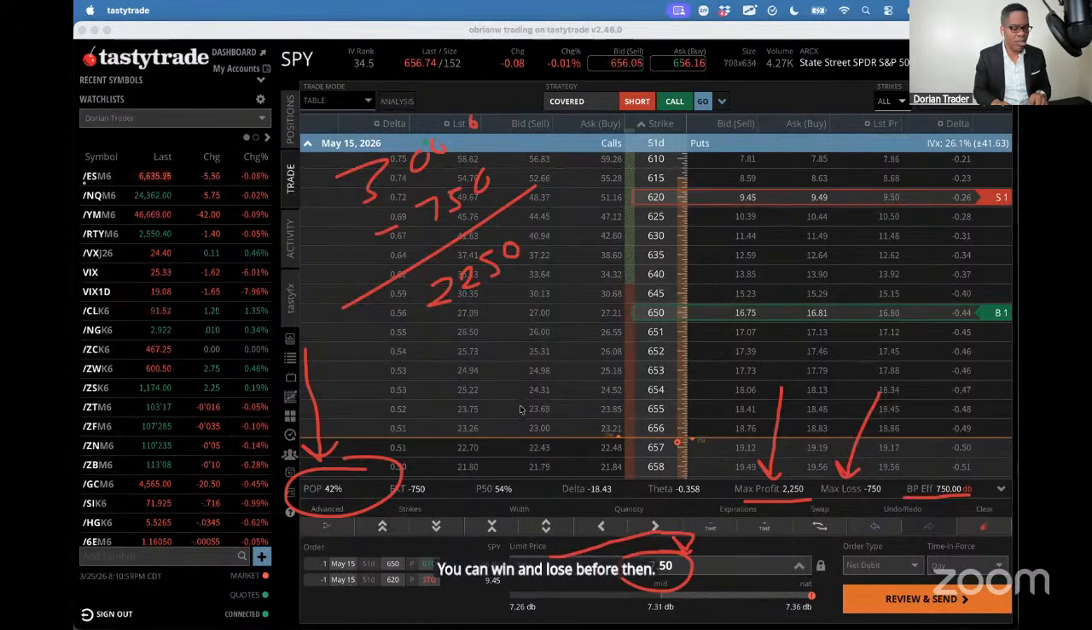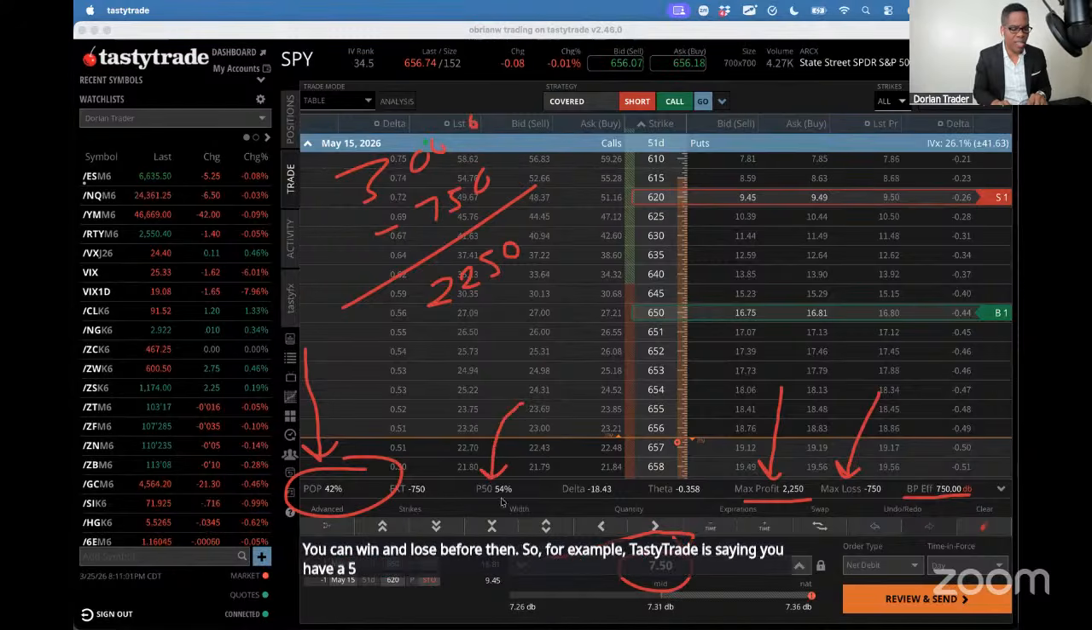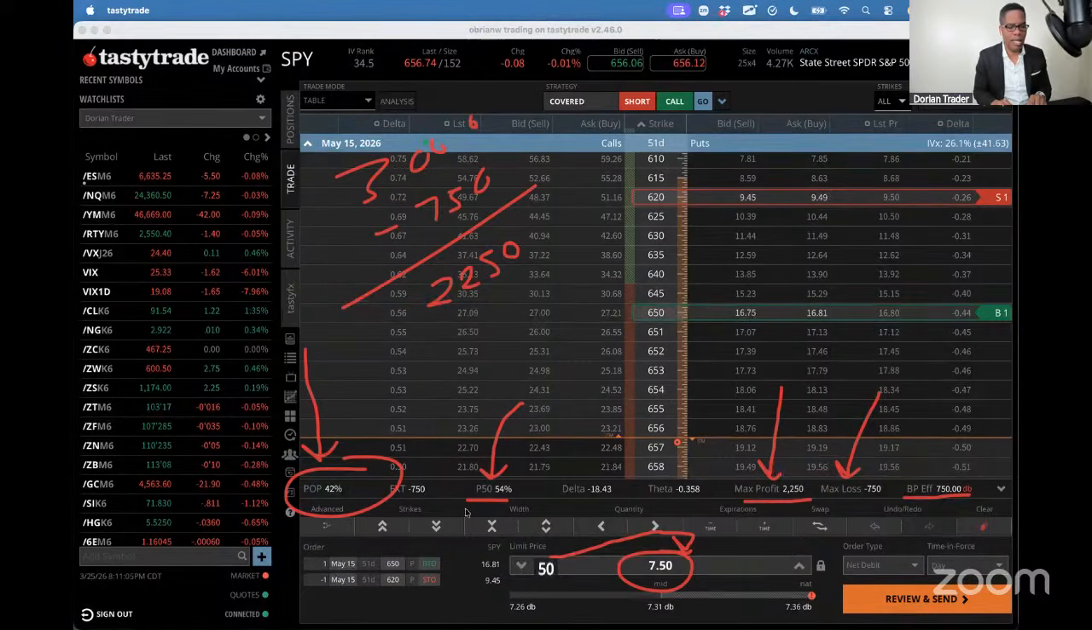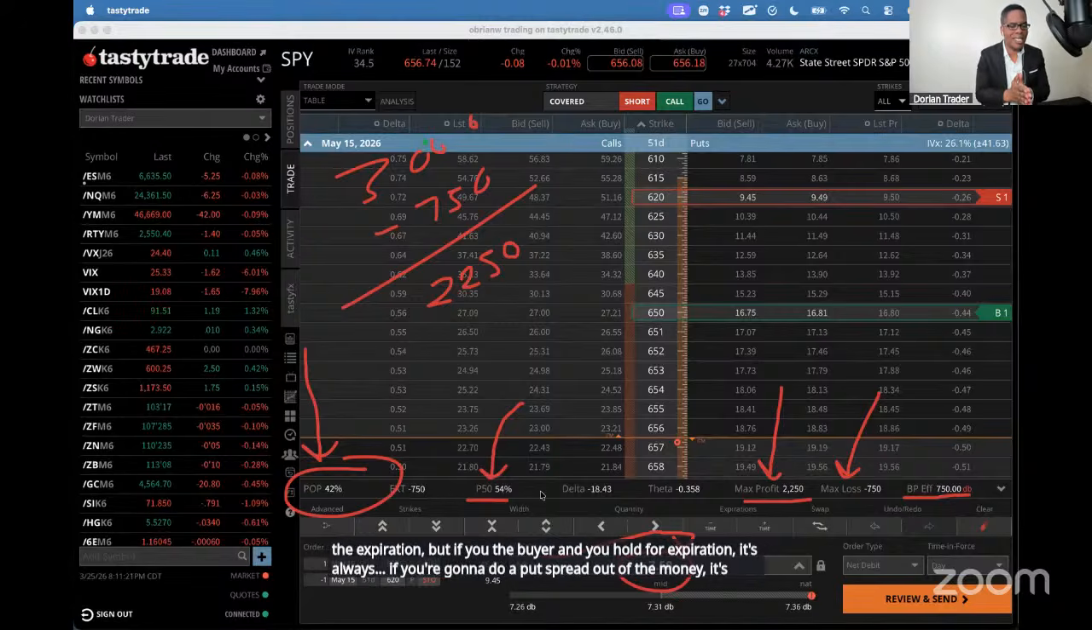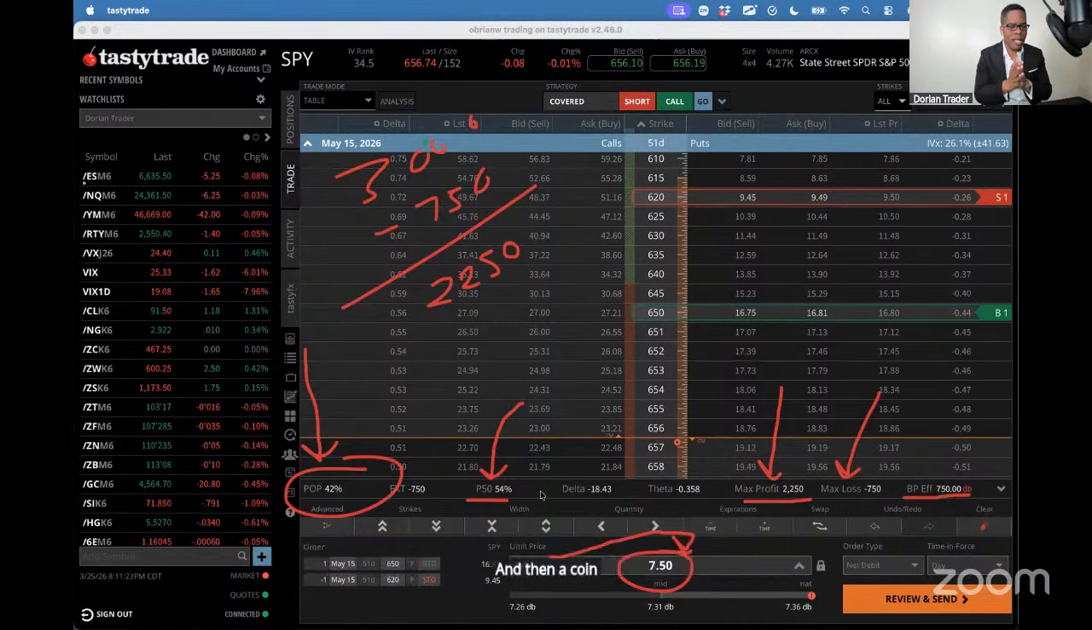So, for example, Tasty Trade is saying you have a 54% chance of winning 50% of what you paid in the next 51 days. So if you don't hold to expiration, you're going to have a little higher than a coin flipping chance. But if you're the buyer and you hold to expiration, if you're going to do a put spread out of the money, it's always going to be less than a coin flipping probability. Okay, you want to understand that. This is a bear put spread.